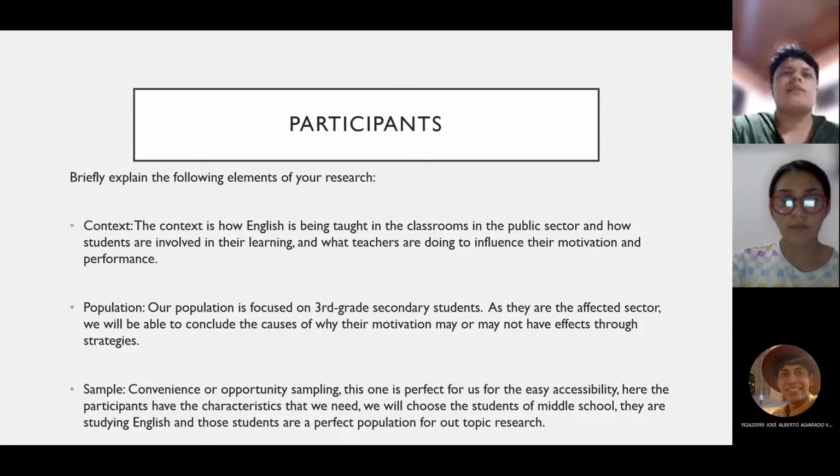The context of the participants is how English is being taught in the classroom in the public sector, how students are involved in their learning, and what teachers are doing to influence their motivation and performance. Our population is focused on third grade of secondary students. An example is convenience or opportunity sampling.